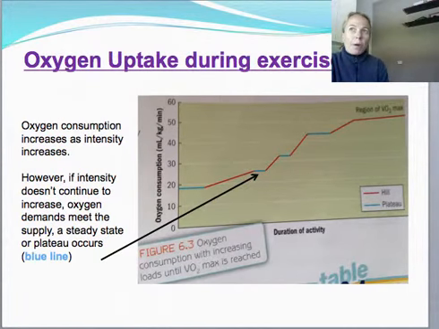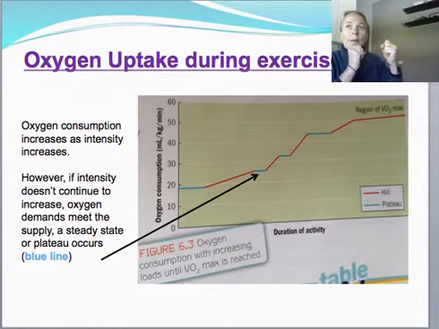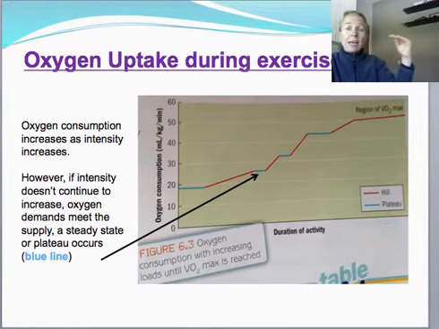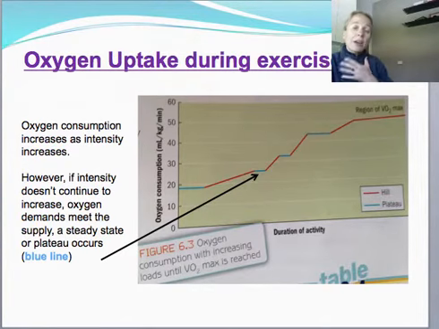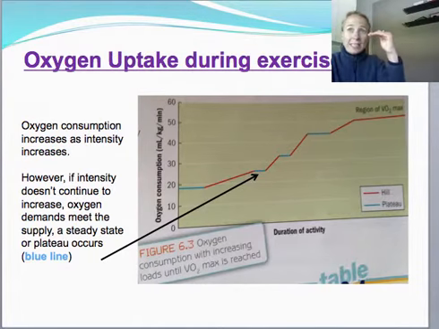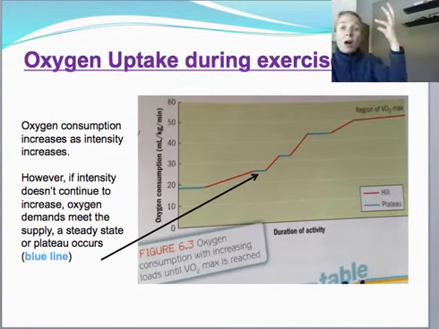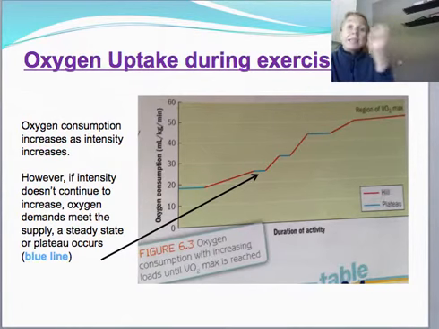Now, when we exercise and intensity doesn't increase, our body has an opportunity to meet the oxygen demand with the supply from our cardiorespiratory and respiratory systems. When intensity stays the same, our body reaches a steady state, and this is where oxygen supply, the oxygen coming in, meets the demands of the body.